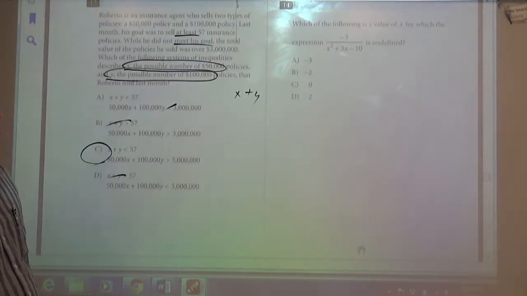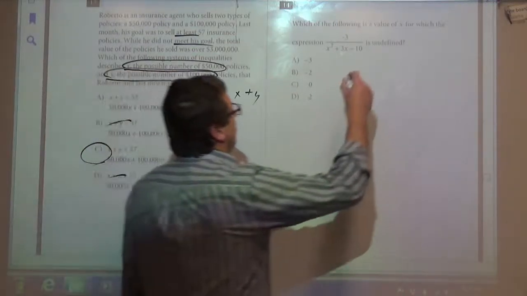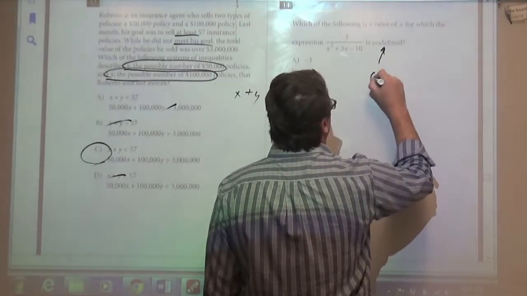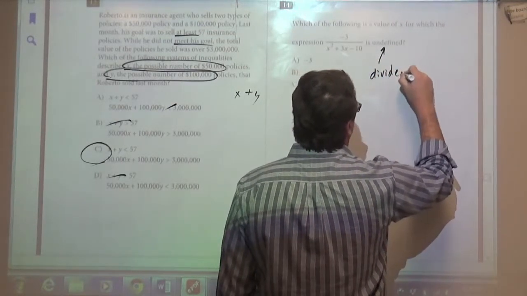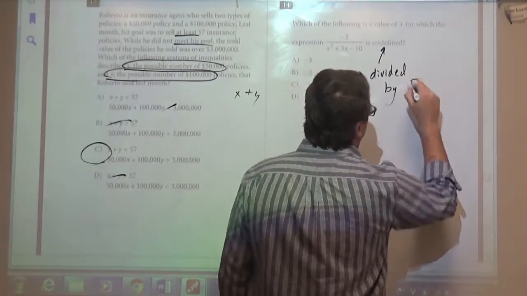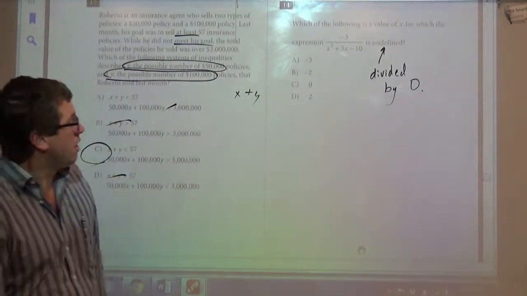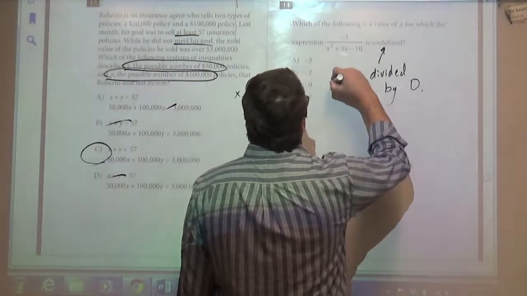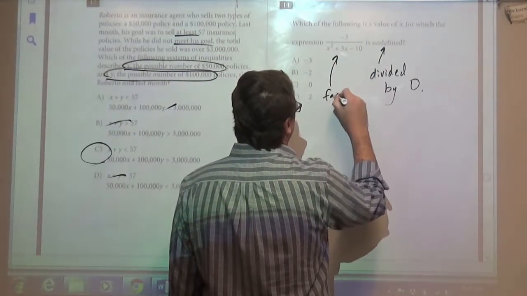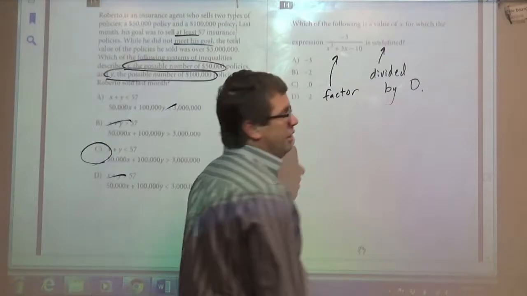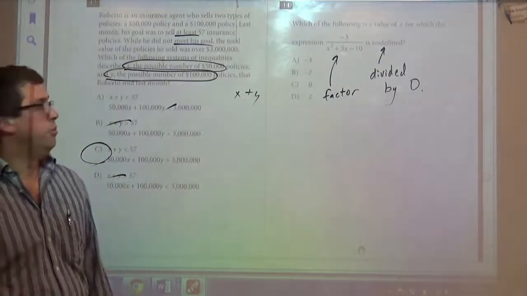For number 14, which of the following is a value of x for which the expression is undefined? Undefined means we divided by 0. You can't divide by 0. It breaks the universe, it makes the mathematicians cry. It's just not cool. So I need to factor this, and I need to figure out where I would be dividing by 0.